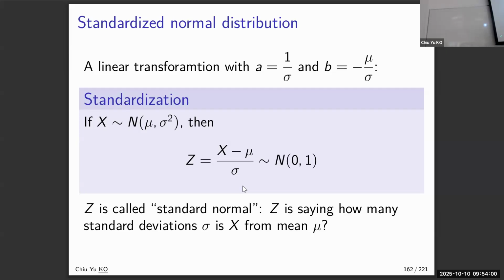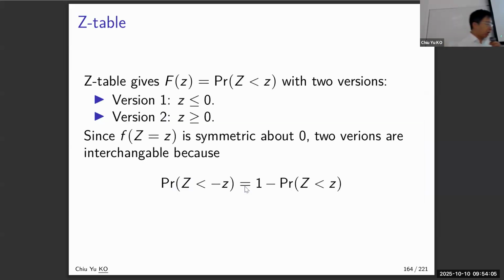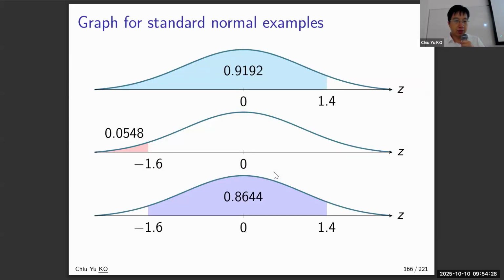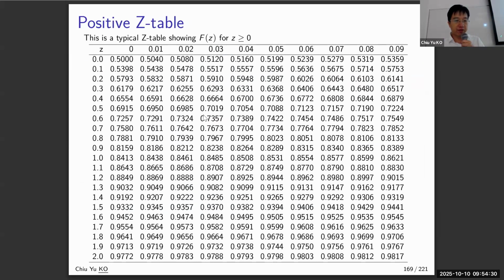And why? Because I think we covered last time how to check the table, right? The table gives you the big F function. If you look at the small f, big F will be the area below the curve on the left hand side. So if I want to know the probability of less than 1.4, right? Simply I go to the table, and look at 1.4, and it will be this number.